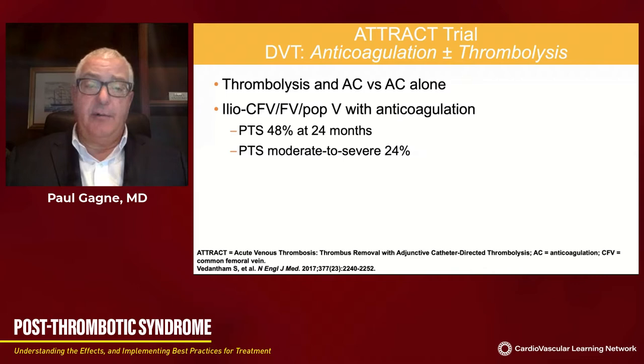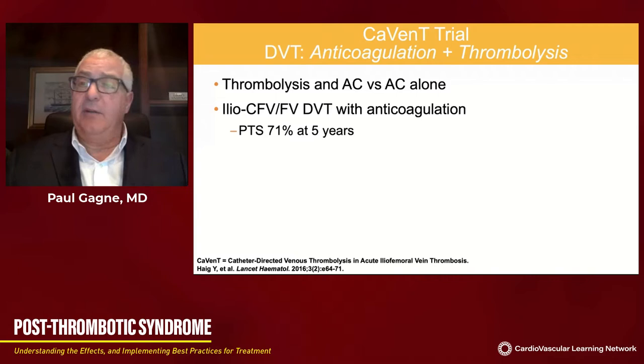And if you look at the CaVenT trial, the five-year outcomes data, again looking at the anticoagulation alone group, again iliac, common femoral vein, and femoral vein DVTs, 71% of these patients had post-thrombotic syndrome. So the majority of patients who have an extensive DVT involving multiple vein segments, especially proximal in the leg towards the pelvis, are going to manifest some form of post-thrombotic syndrome.